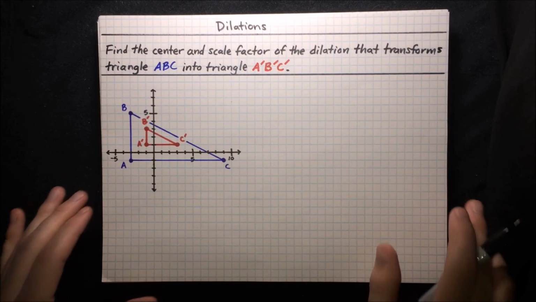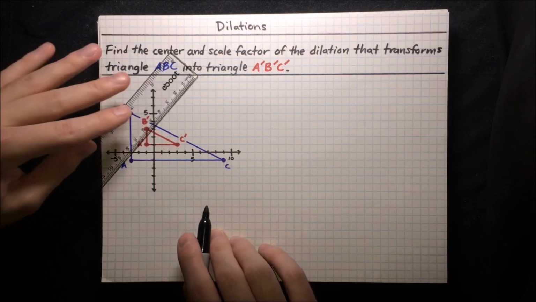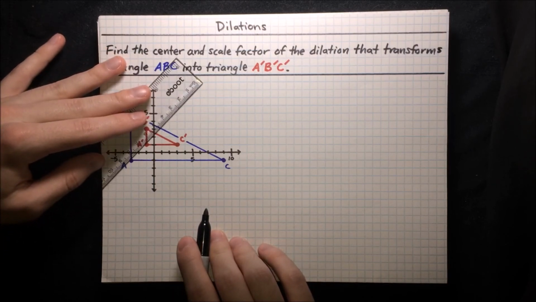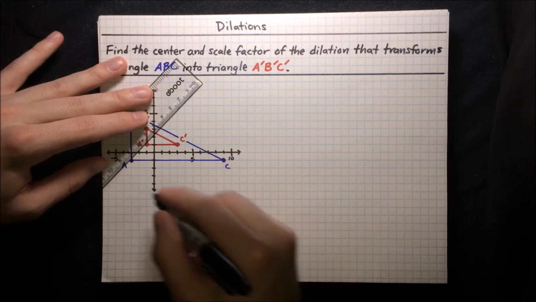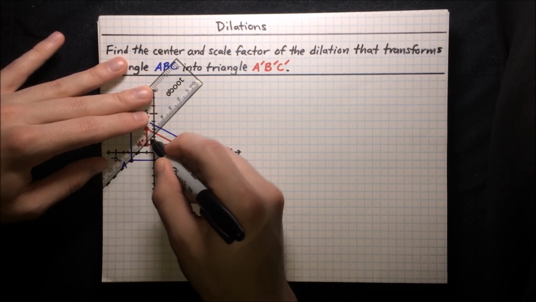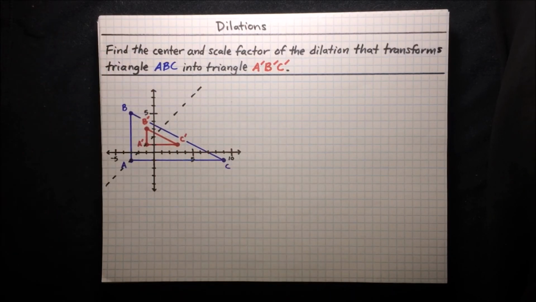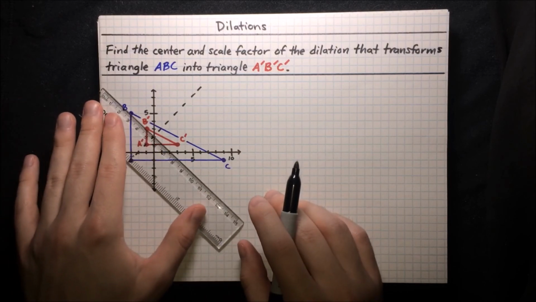Alright, here's another problem. Find the center and scale factor of the dilation that transforms the triangle ABC into triangle A prime, B prime, C prime. First, let's focus on finding the center. Remember that each pair of corresponding points has to lie on the same line including the center. So the idea here is we can just construct the line through each pair of corresponding points, and then where the lines intersect, that'll be the center. So let's go ahead and construct this line between A and A prime. We'll also construct a line between B and B prime.